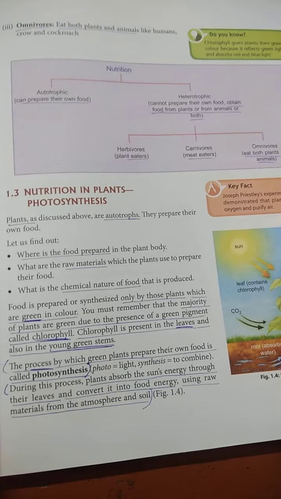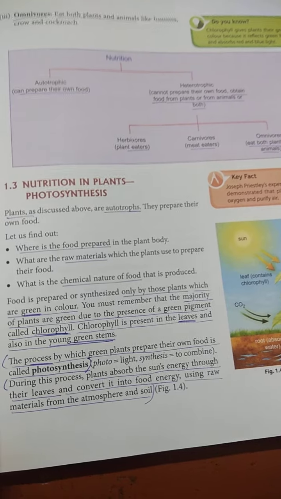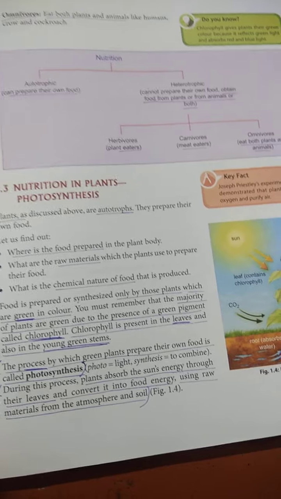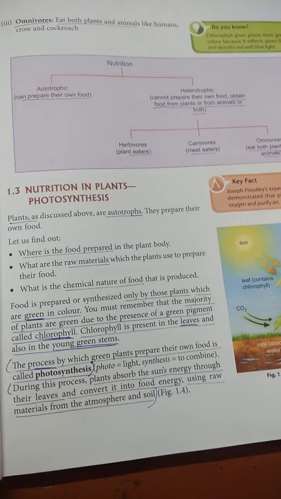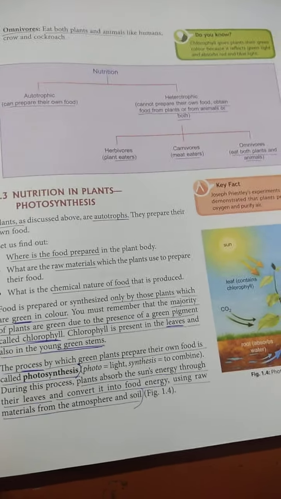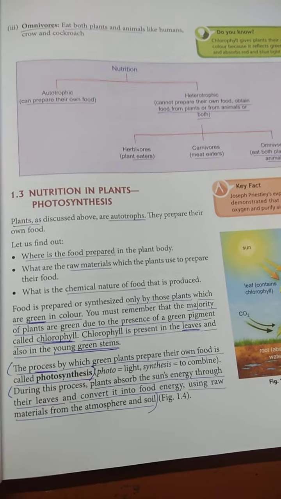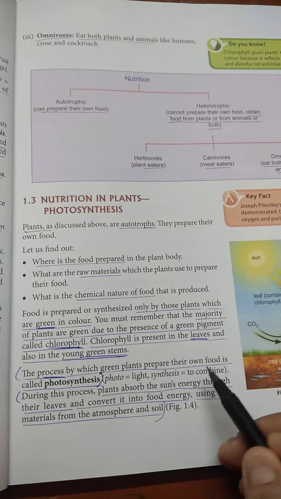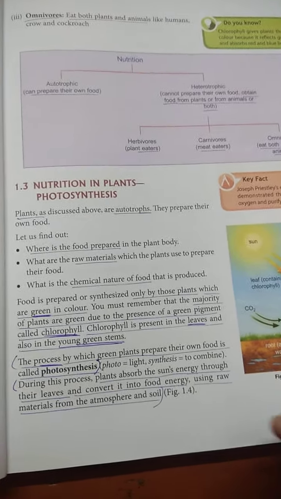The main reason behind the plant producing food is the presence of chlorophyll, and the color of chlorophyll is green, so due to its presence the plant looks green. In most plants, chlorophyll is present in leaves. For some plants, chlorophyll is also present in the green young stem. The process by which green plants prepare their own food is called photosynthesis.